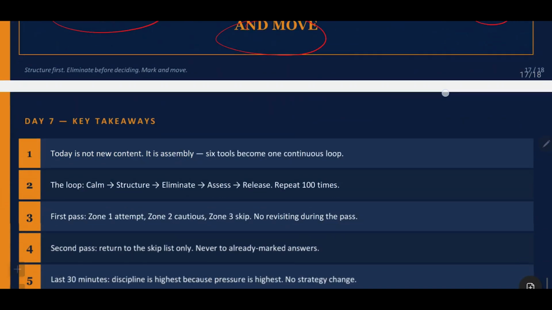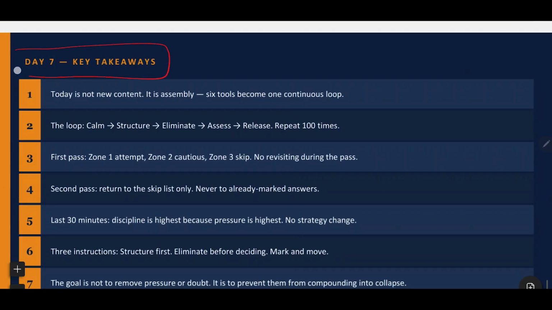So from this day 7, what are the key takeaways? Today is not new content; it assembles the 6 tools into one continuous loop. You have clearly understood the loop: calm, structure, eliminate, assess, release, repeat 100 times. First pass: zone 1 attempt, zone 2 cautious attempt, zone 3 skip, no revisiting during the pass. Second pass: return to the skip list only, never to already attempted questions. Last 30 minutes, discipline is the highest because pressure is highest, no strategy changes. 3 instructions: structure first, eliminate before deciding, mark and move.